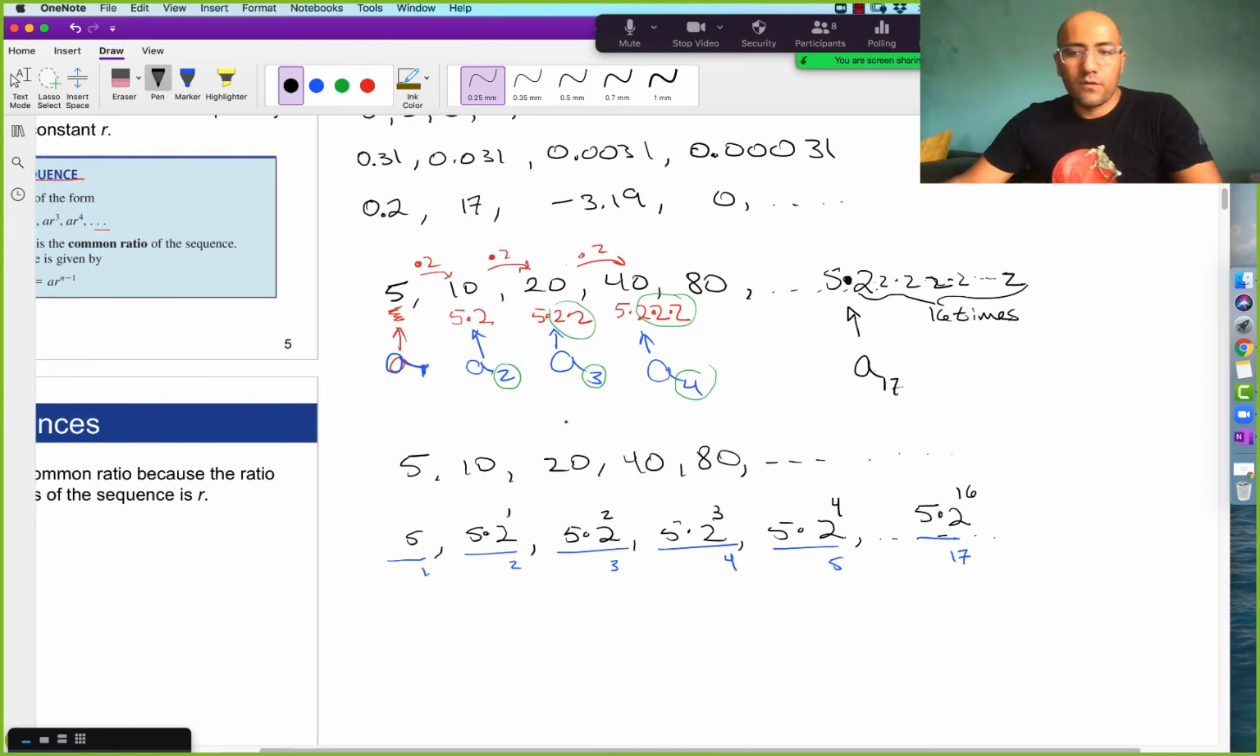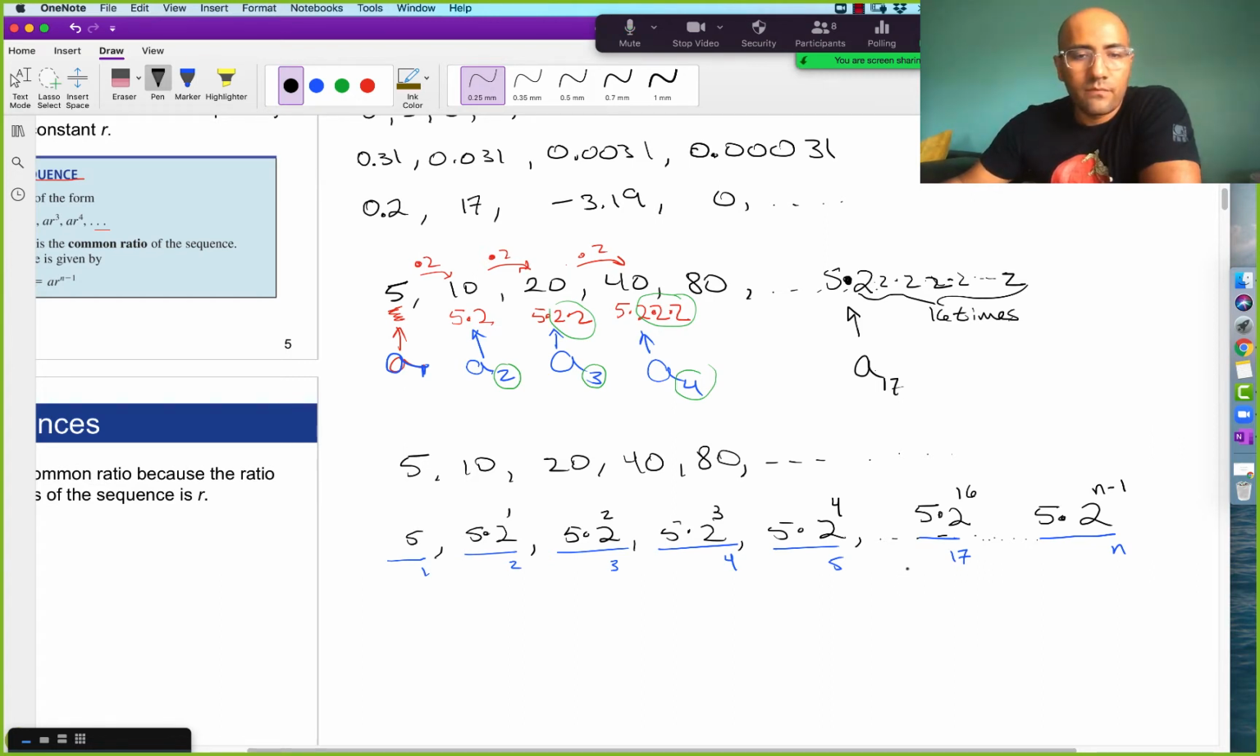Good. And then in general, if I keep going, dot, dot, dot, and I just want to know what happens in the nth spot on my list, following this little pattern, it's going to be equal to 5 times 2 to the power of, and it's always 1 less than its location, so n minus 1.